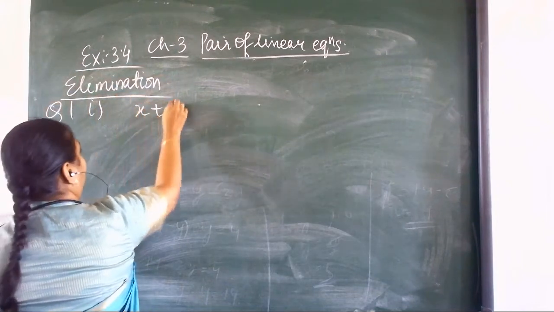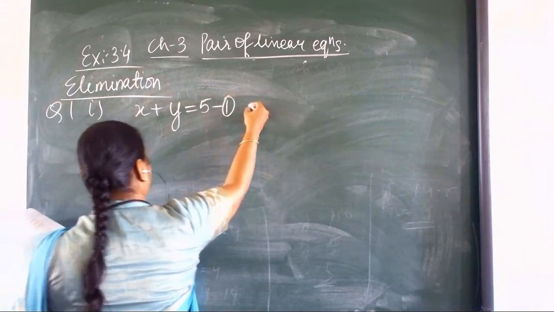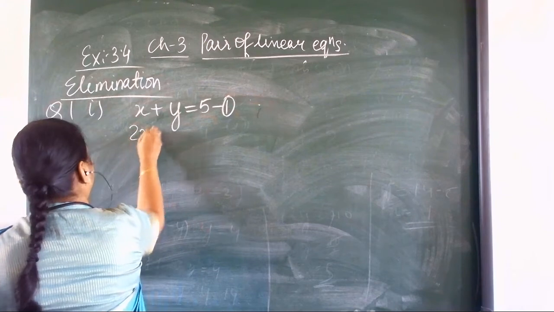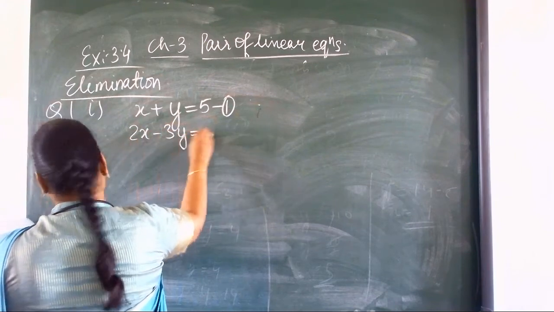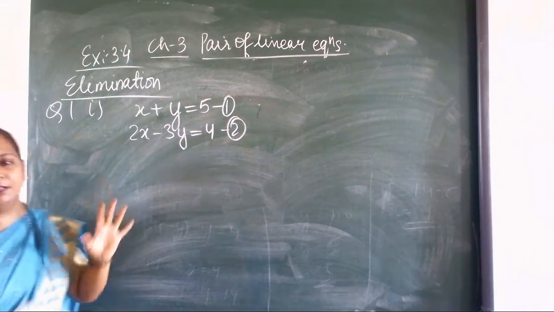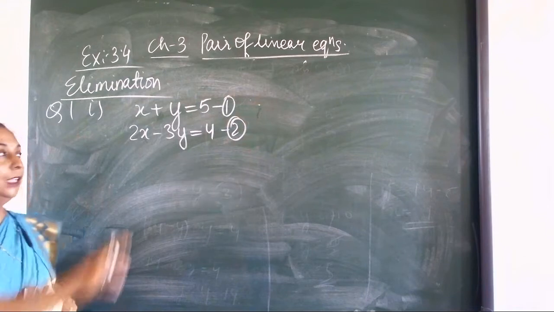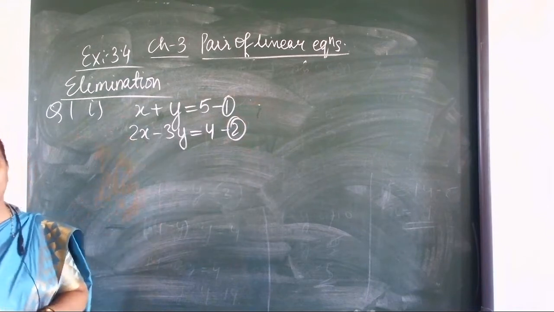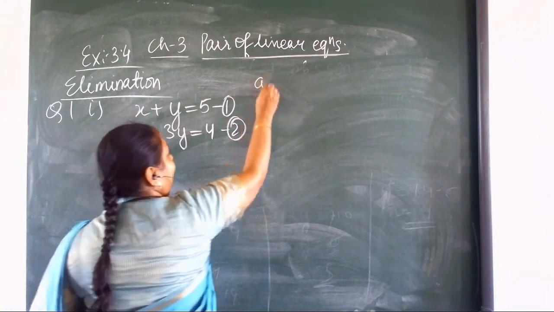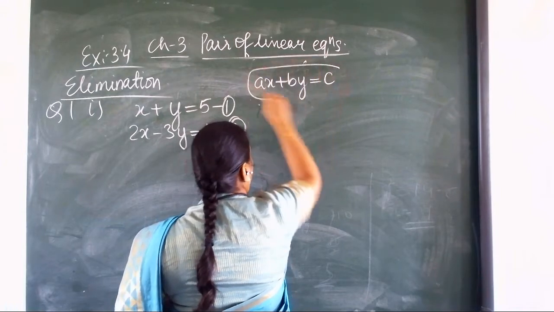x plus y is equal to 5. This is first equation, and second is 2x minus 3y is equal to 4. This is second equation. Now eliminate any variable you can eliminate, but first see the equation should be in standard form. Standard form is ax plus by is equal to c. This is the standard form.